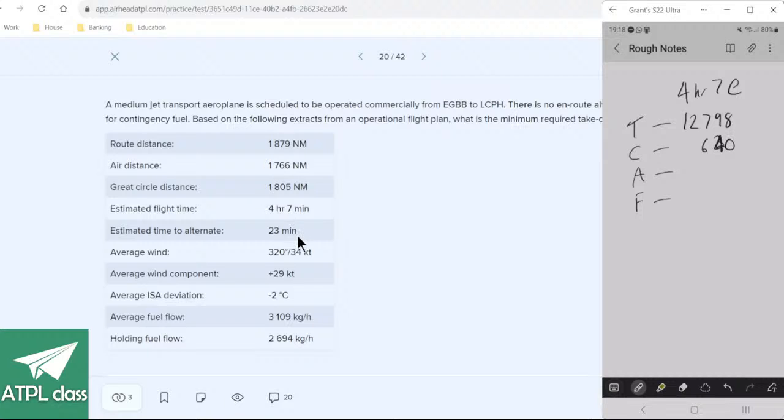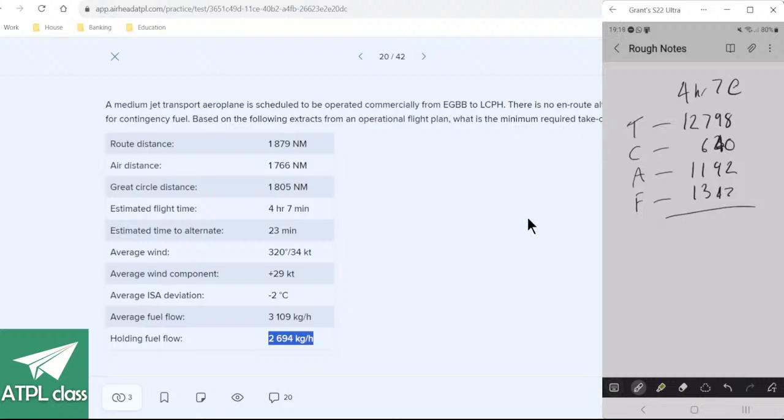Alternate fuel, we need 23 minutes flying time, and the average fuel flow is here, so 23 minutes of flight time. 0 hours, 23 minutes times 3109 gives 1192, and the final reserve 30 minutes holding above the destination alternate, so it's going to be 2694 divided by 2. It's going to be 1347.